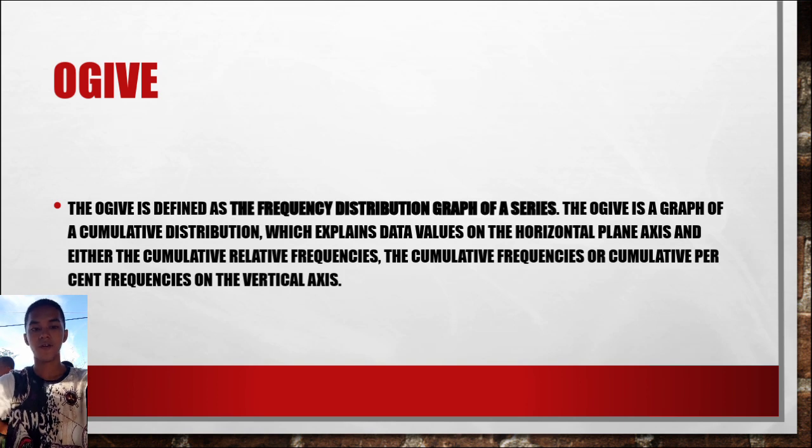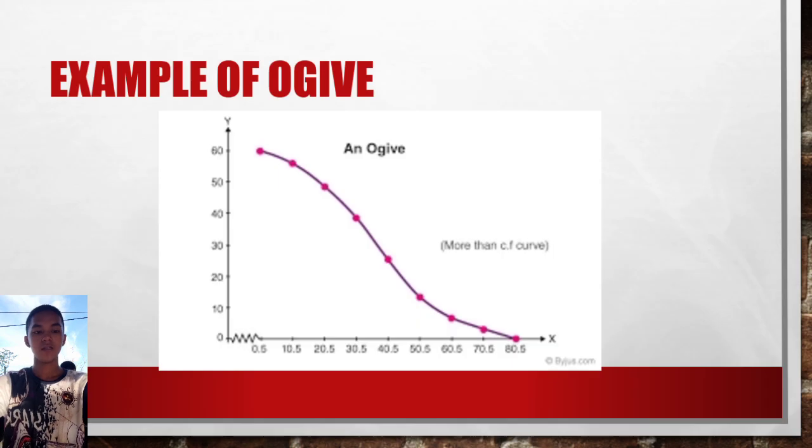The ogive is defined as the frequency distribution graph of a series. The ogive is a graph of a cumulative distribution which explains data values on the horizontal plane axis and either the cumulative relative frequencies or cumulative percent frequencies on the vertical axis. This is an example of an ogive.